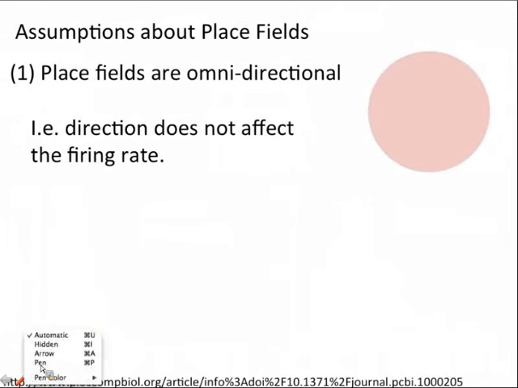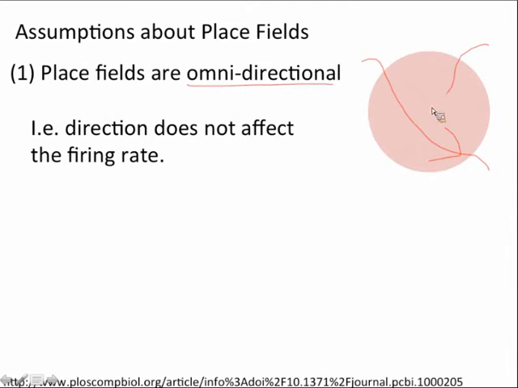In order to compare the assumptions, both papers assumed that the place fields are omnidirectional, so the spiking data did not depend on how you traveled through. It did not affect how the firing data was generated.